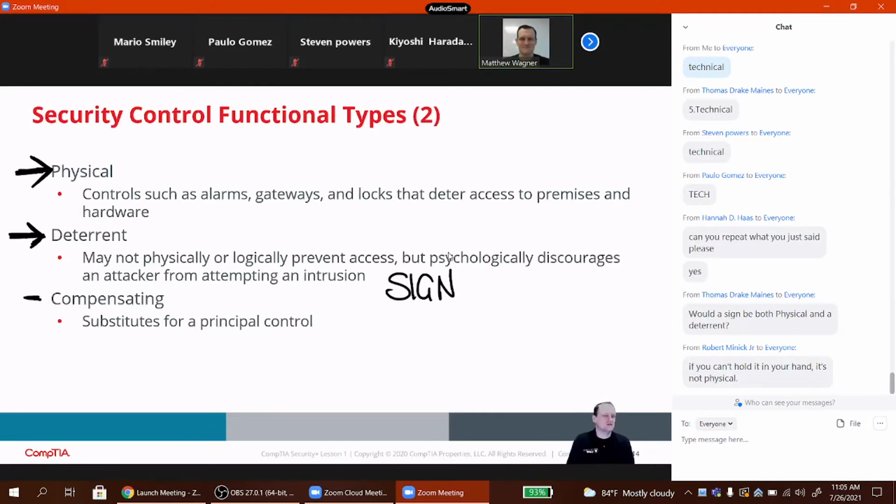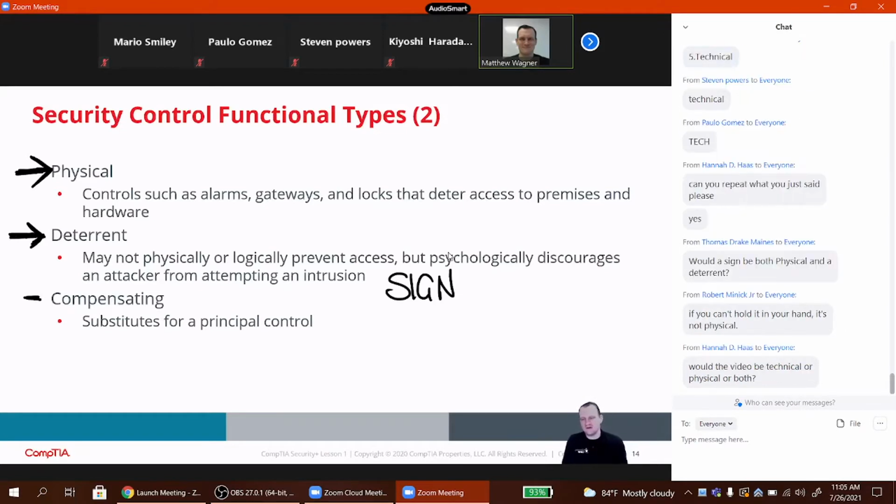How about compensating? This is a substitution for when your primary control doesn't work. Would the video be technical or physical or both? Nope, it's purely physical. Does the video feed show you someone hacking into a computer, like in the sense of, like, logically? No. Unless you're real-time monitoring a computer screen or the data on the network, it's not technical.